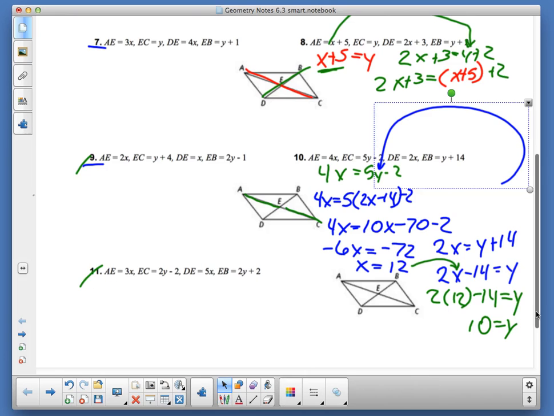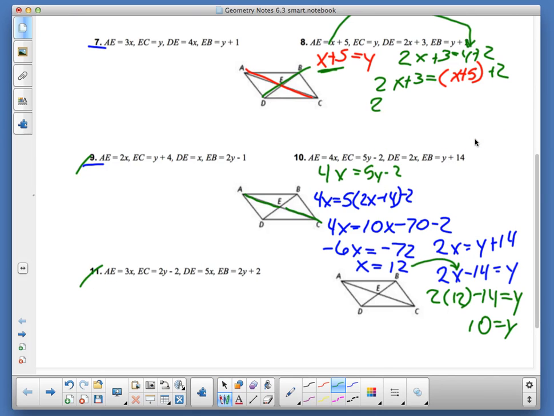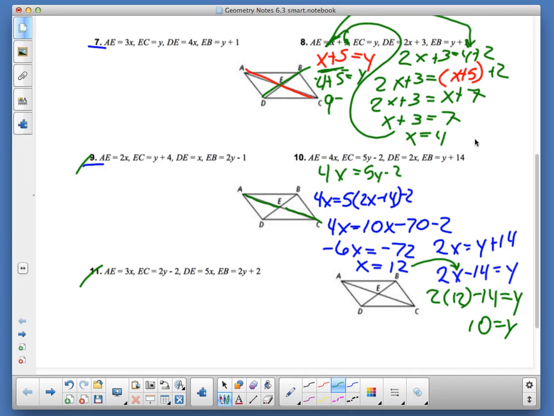Now I just solve. I got 2x plus 3 equal x plus 7. Subtract x, so I got x plus 3 equals 7, and x is 4. Plop that back in. 4 plus 5 equals y, so 9 is y.